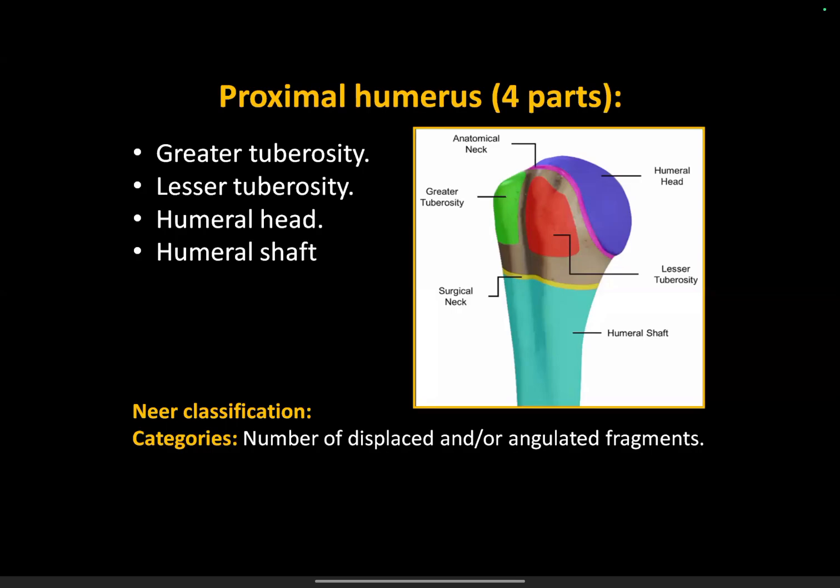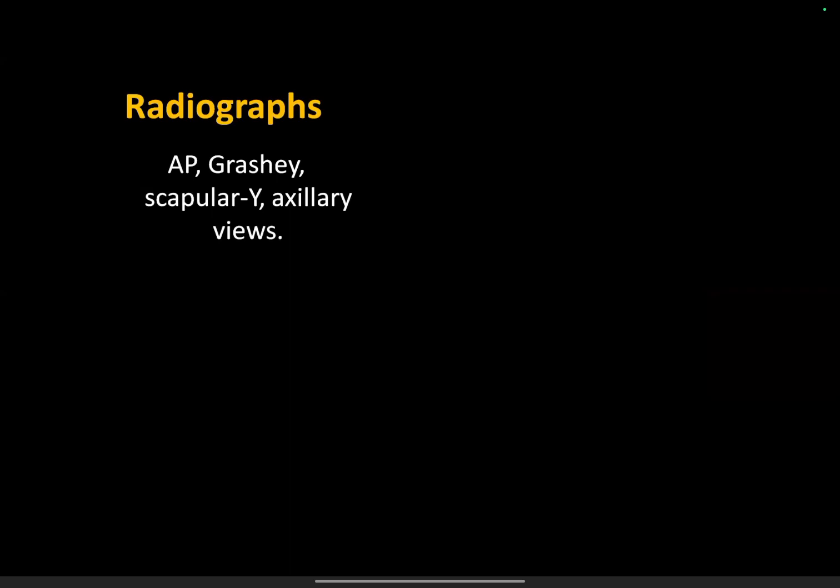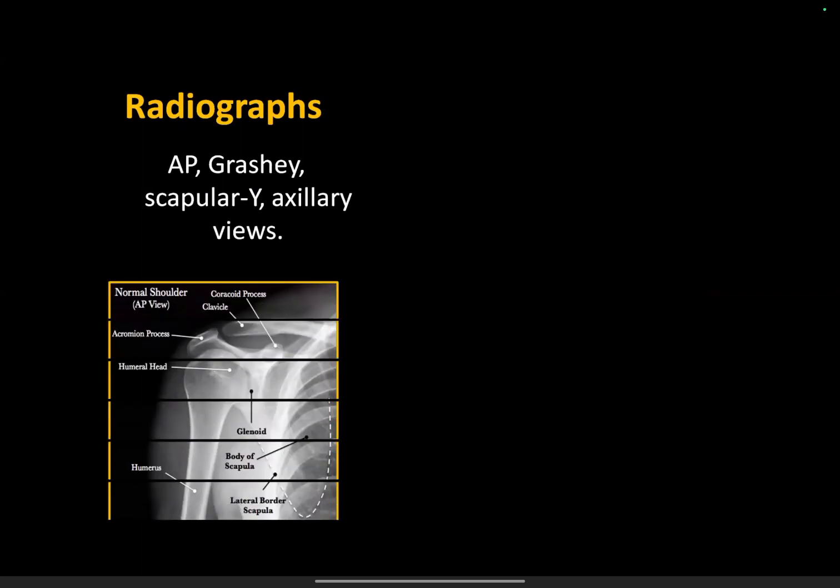And for this type, we depend on Neer classification. All right. So in order for us to make this diagnosis, let's start with radiographs. We have the bread and butter, which are usually the conventional radiographs. We have the frontal view, which is good to look at these anatomical structures, which we have spoken about earlier.